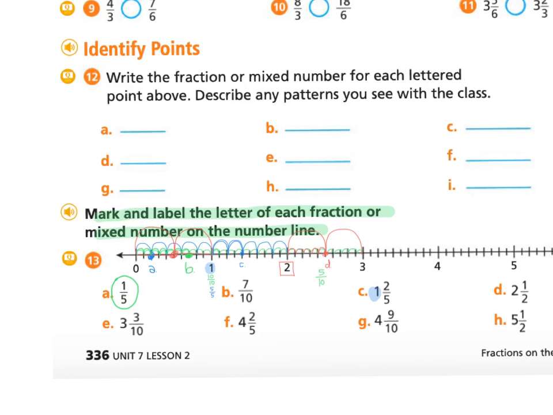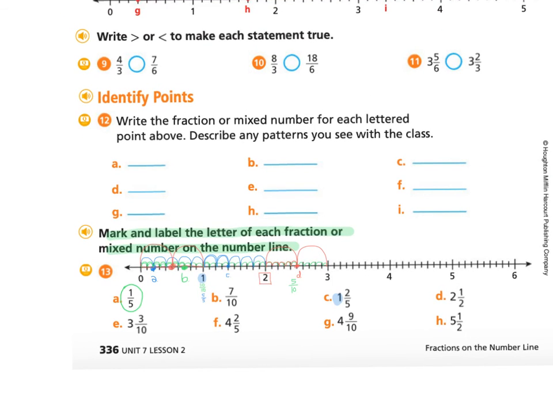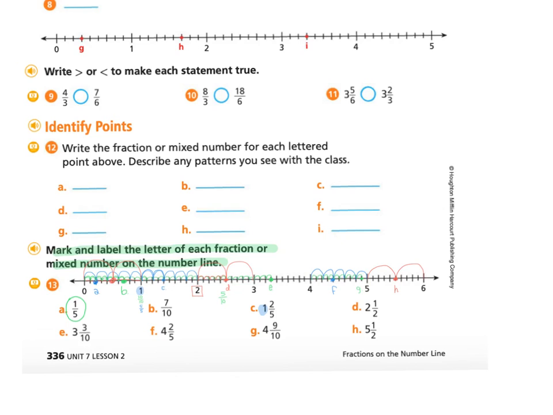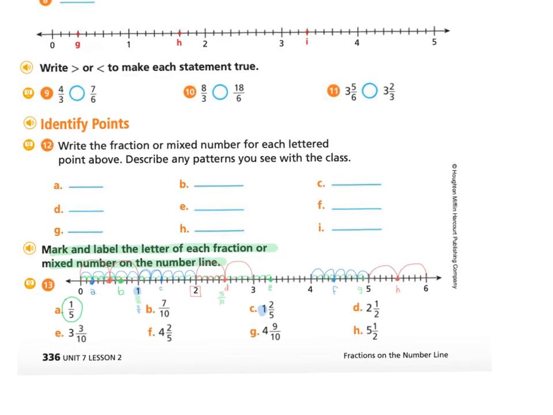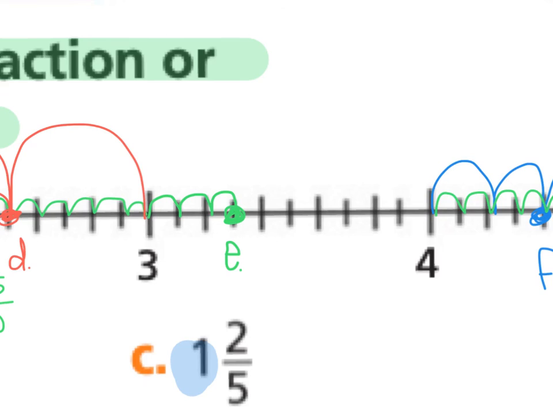See if you can find where points E, F, G, and H are. Pause this video until you found your answer and then see how you did. Now that you found your answers for E, F, G, and H, let's see how you did. 3 and 3 tenths. I counted by the tenths, which is my smallest unit, and I found E 3 tenths away from my whole number 3.